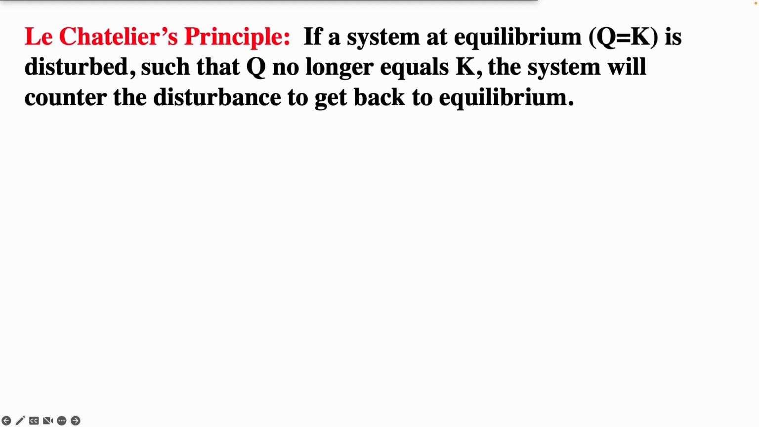So Le Chatelier's principle says that if a system is at equilibrium, meaning Q equals K, and it is disturbed such that Q no longer equals K, the system will counter the disturbance to get back to equilibrium.